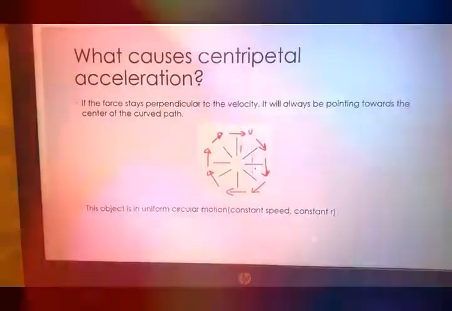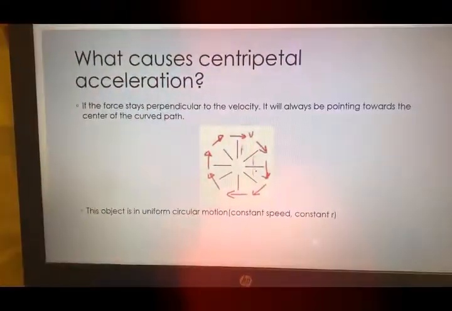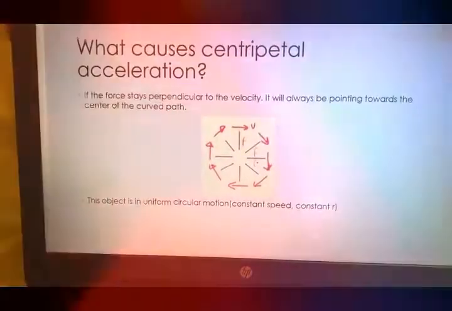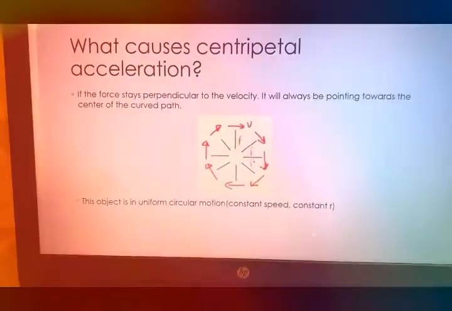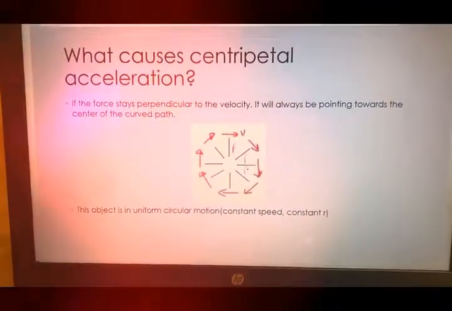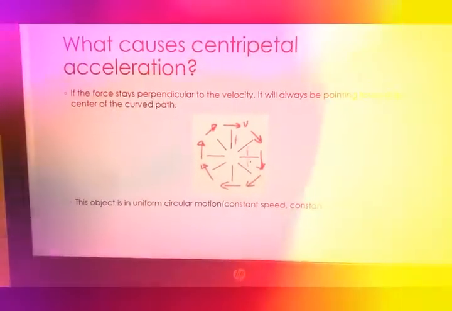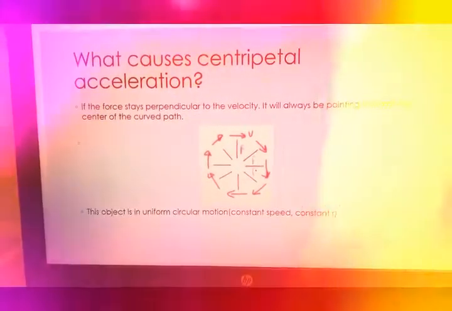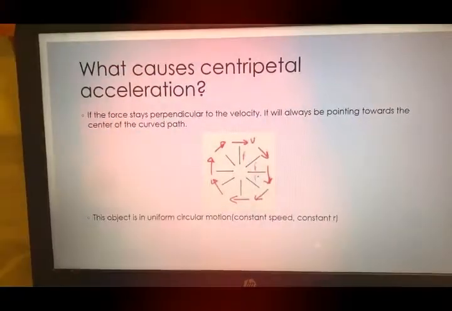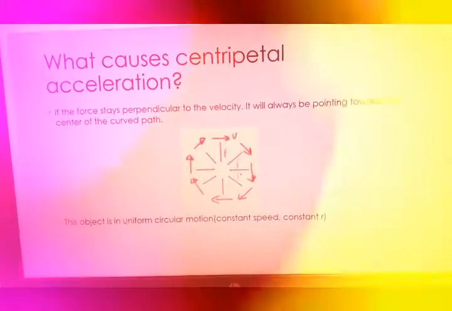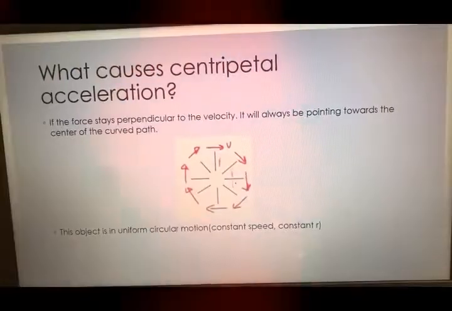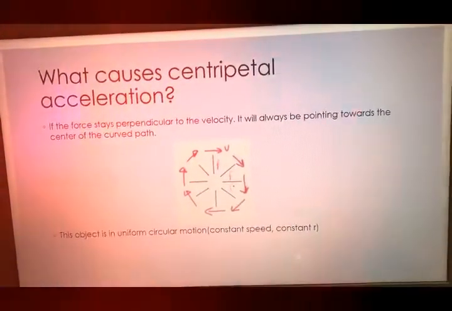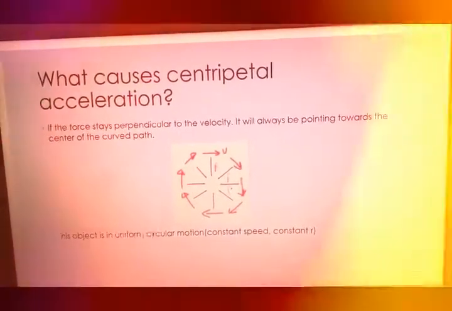Basically, uniform means that the speed does not change throughout the curved path, and circular motion means that the object is moving in a circle with constant speed. All right, so this is just extra information to know what we mean by centripetal acceleration, and also to know the uniform circular motion.